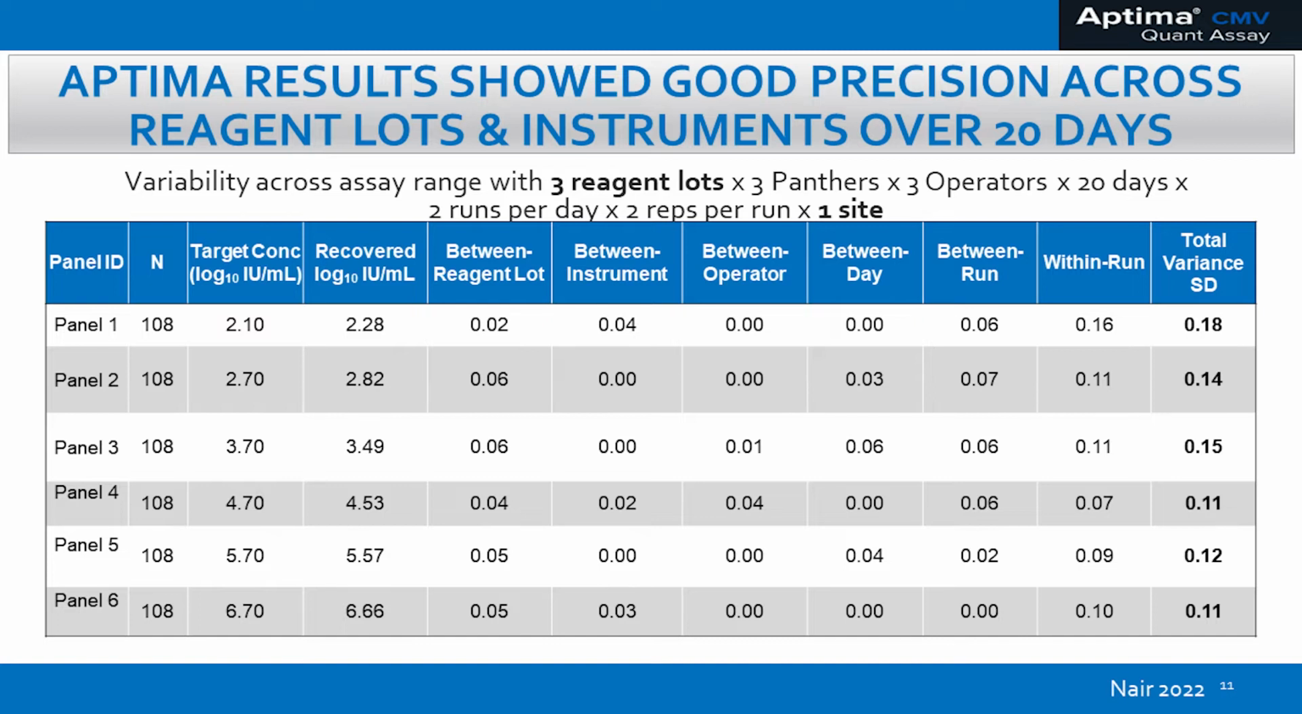And as you can see, the contribution to variability from reagent lots or instruments or operators or any such thing is really minimal. And the maximum variability, when you put all these factors together, was 0.18 standard deviation log IU per ml across the whole assay range. And this is for testing with one site, that is at our San Diego site that you can see right here.